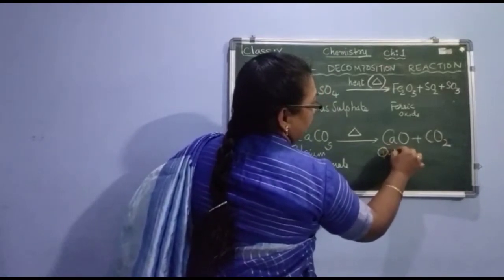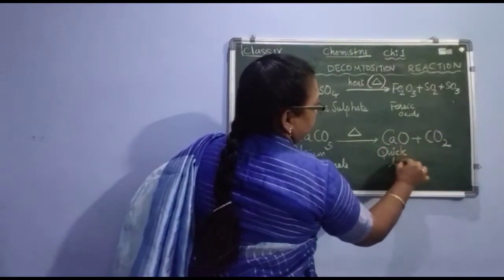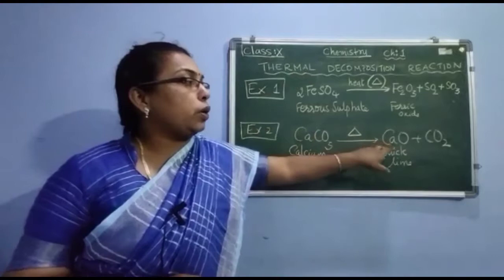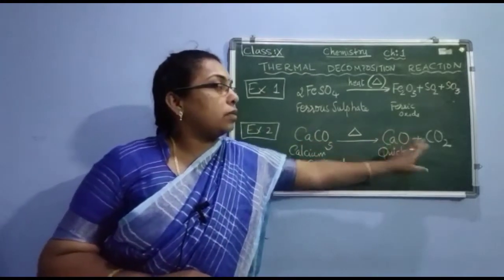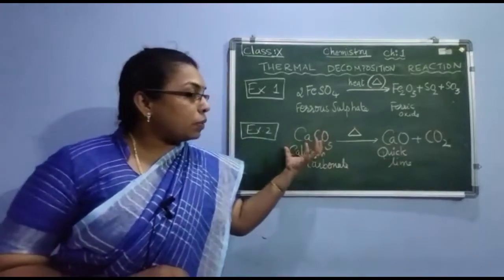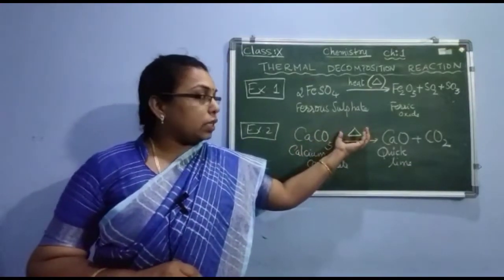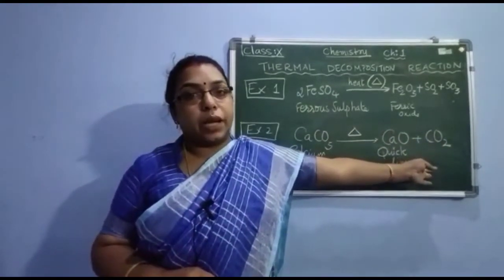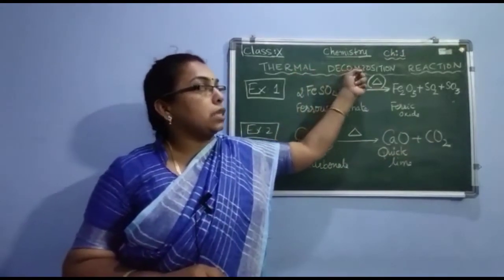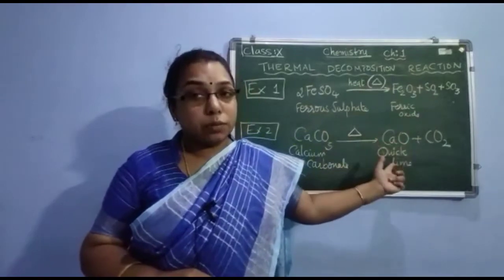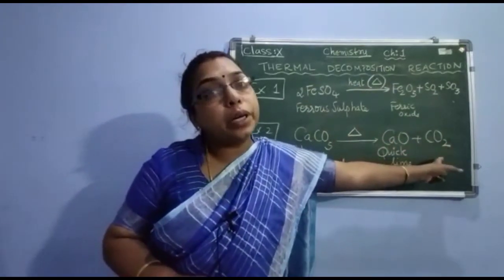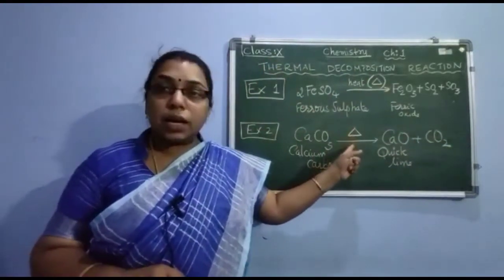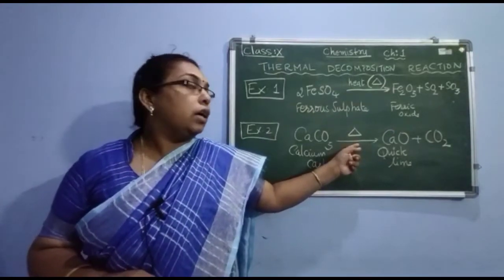What is a common name for calcium oxide? Quicklime. Here also see only a single reactant. When we heat it, we got 2 products. And what are the 2 products? Calcium oxide and carbon dioxide. So from a single reactant, with the supply of heat energy, it converts into 2 products, calcium oxide and carbon dioxide. So it is called thermal decomposition reaction. It is called decomposition because a single reactant converted into 2 products. It is called thermal decomposition because we are supplying heat energy for this reaction.